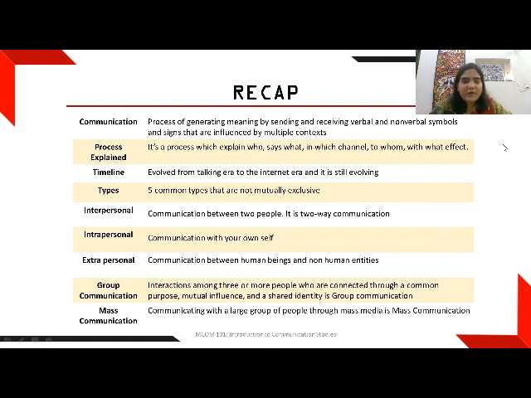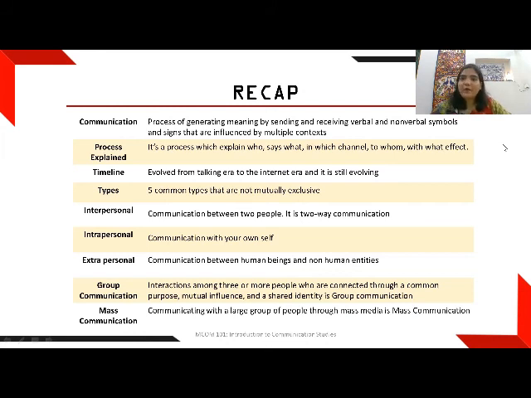First was interpersonal, which is between 2 people, or could be 3, 4 as well, but it is basically two-way communication and very interactive, and people are in varying roles and relationships to each other. Then we discussed intrapersonal, which is the communication that happens within our own selves. Then we discussed extrapersonal communication. It's the communication that happens between human beings and non-human entities.